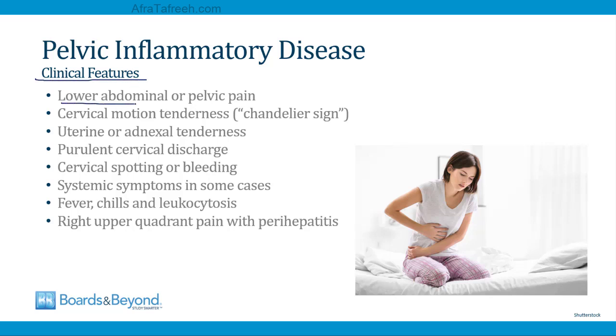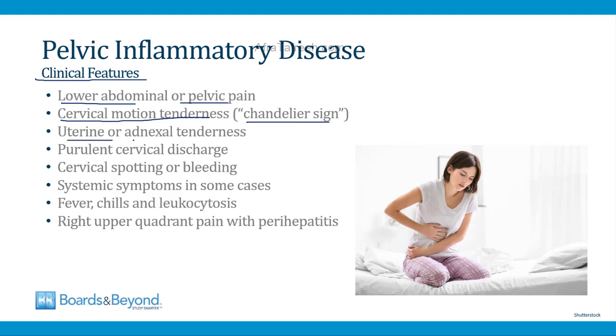First of all, it can cause lower abdominal or pelvic pain. A classic finding on physical exam is cervical motion tenderness. When you move the cervix, that moves the uterus and the fallopian tubes, and if there's infection, this will be very painful. The classic finding is called the chandelier sign. This refers to so much pain when you move the cervix that the woman wants to jump up and grab the chandelier on the ceiling.